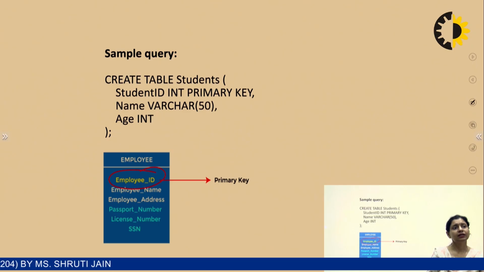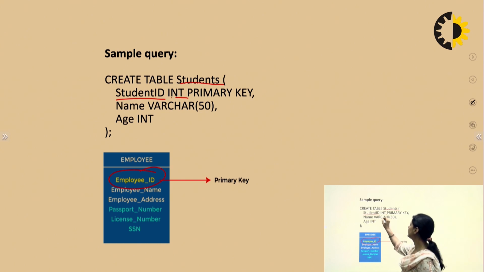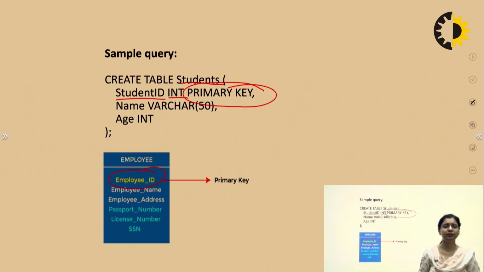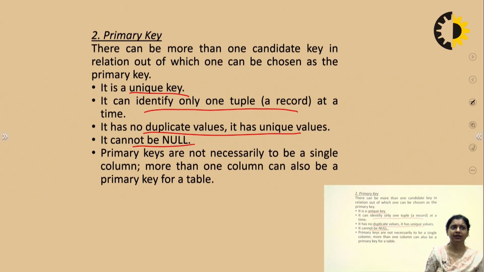So in a bunch of candidate keys, we can select one or multiple keys as primary key to identify a record uniquely. The query would be, suppose I am creating a table named student. So that would be create table student, student ID with its data type int, and we write the keyword primary key in order to make it a primary key. As soon as we make any attribute a primary key, these features automatically apply: it is a not null value, it cannot contain duplicate values, that is, it is unique in nature, and it can identify only one tuple at a time.